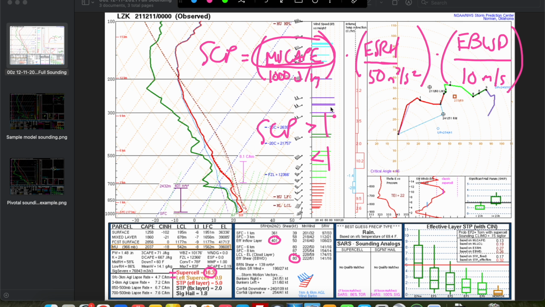And so I always like to look for values that are greater than 1, but again, I don't really use this parameter all that much because it is a composite parameter. It only takes into account a couple of things. It doesn't take into account moisture, etc. So not really something I look at.